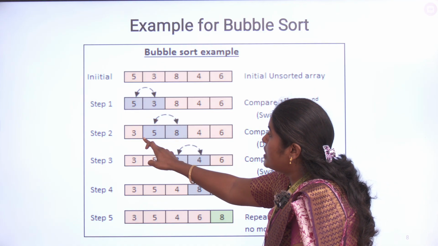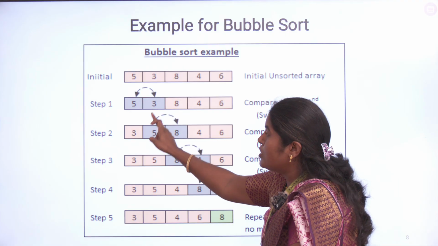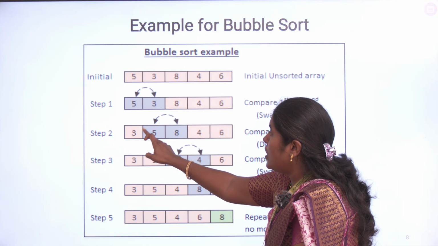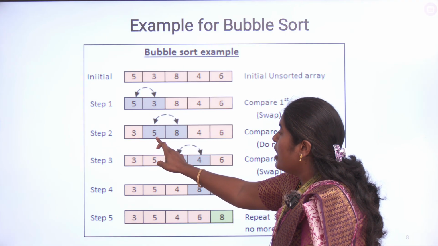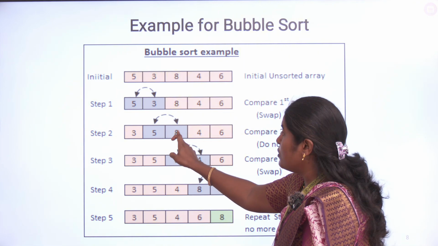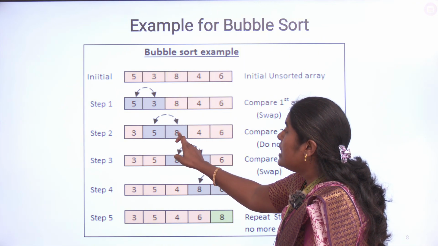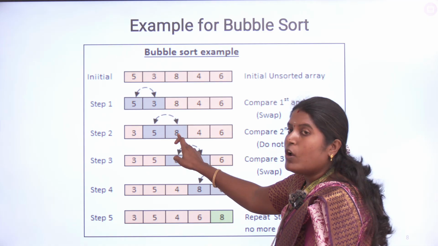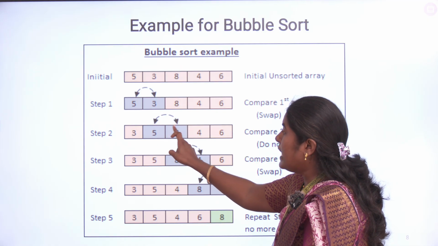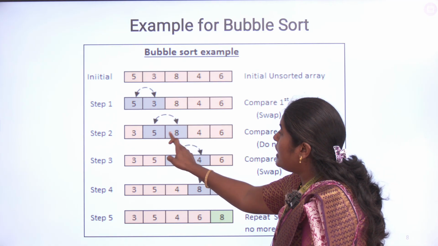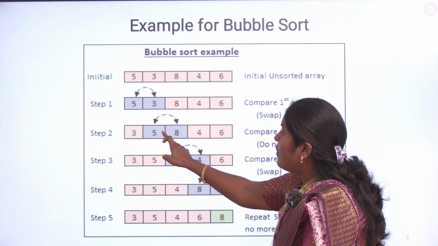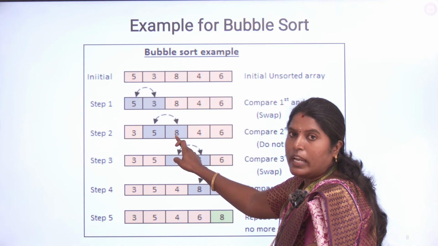In step 2 we could see that the elements are swapped. So 3 comes at the first position and 5 comes at the second position. Now we will move on to the third position. The element present in the third position is 8. Now we compare the elements in the second and third positions. When we compare these two elements, we could see that 5 is lesser than 8. So there is no need for swapping.